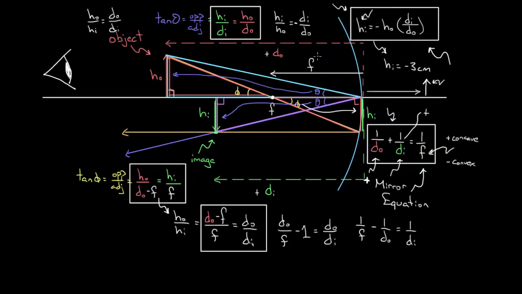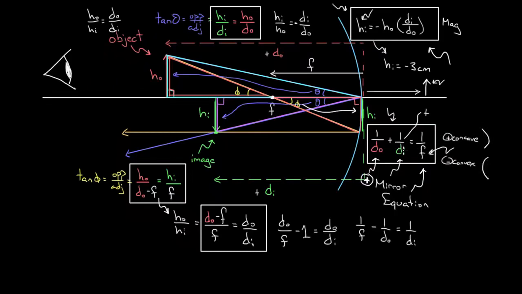So recapping, using a bunch of similar triangles, we were able to derive a mirror equation that relates the object distance, image distance, and focal length. And along the way, we derived a magnification equation that relates the heights of the image and object to the distances of the image and object. And you have to be very careful with signs. Even though the object distance is basically always positive, focal length can be positive or negative. Focal length will be positive for concave mirrors, and it'll be negative for convex mirrors.